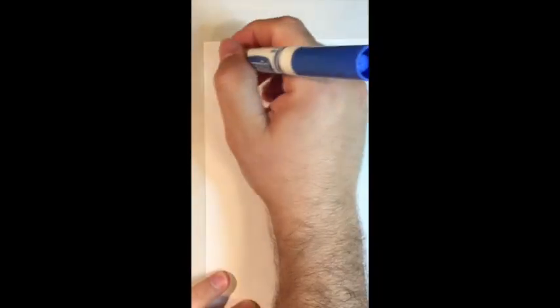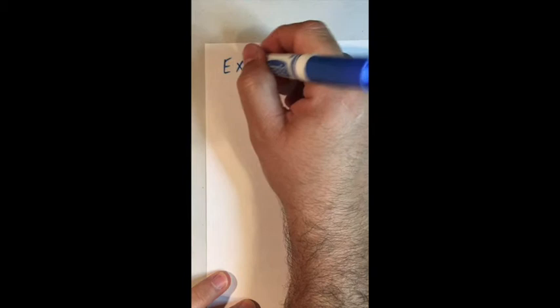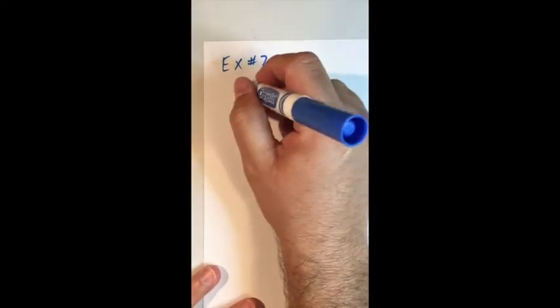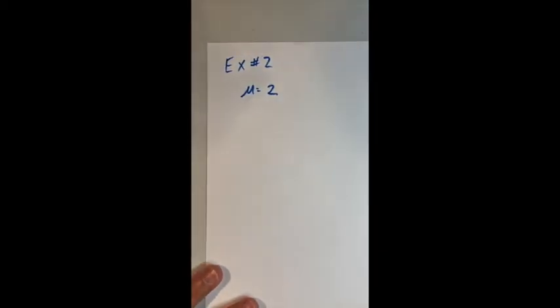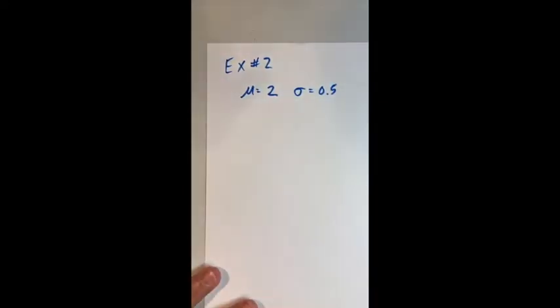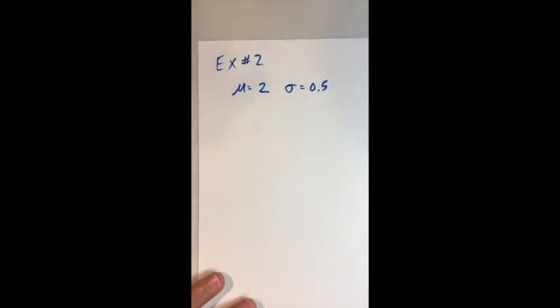Example number 2 has to do with household computer use for entertainment. This is several years old, so I would imagine these numbers, if they were ever accurate, are probably not accurate anymore, but it says that the mean is 2 and the standard deviation is 1/2, or 0.5. So this is in terms of hours. The mean is 2 hours, standard deviation is half an hour.